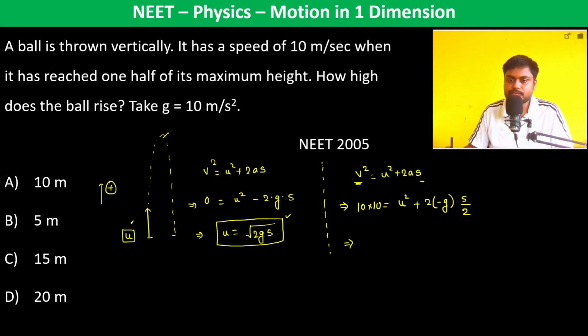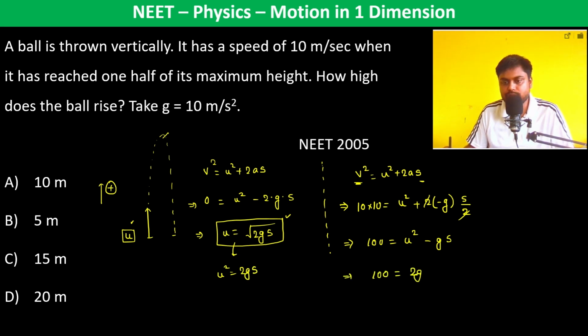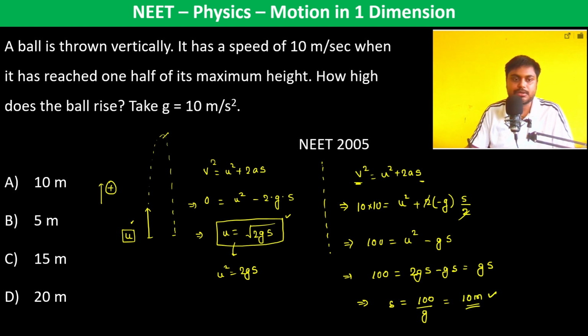So this is 100 is equal to u square minus g into s. Now u square is 2gs, so therefore we write 2gs minus gs, which is equal to gs. So therefore s is equal to 100 divided by g, which is 100 divided by 10, which is 10 meters. So therefore the maximum height is 10 meters.